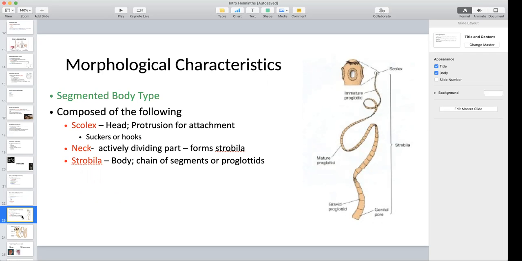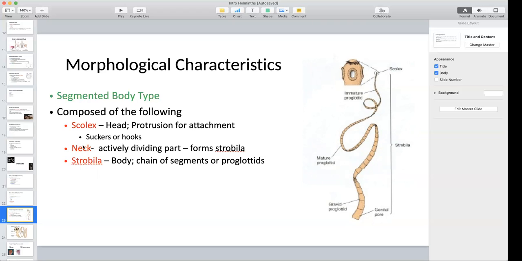Morphologically, again, we're looking at this segmented body. It's composed of 3 distinct portions. So we have that head region that we'll call the scolex. In the scolex, again, there's going to be those teeth or suckers or hooks that are helping to attach to the host. All right, that's the scolex or head region.